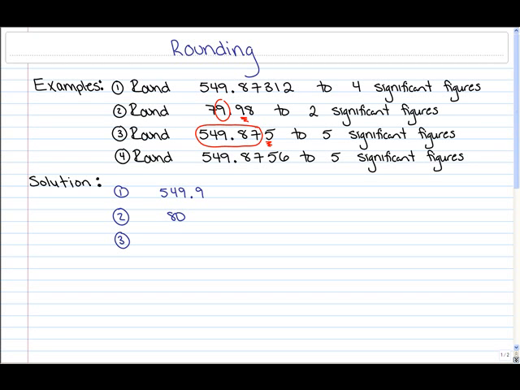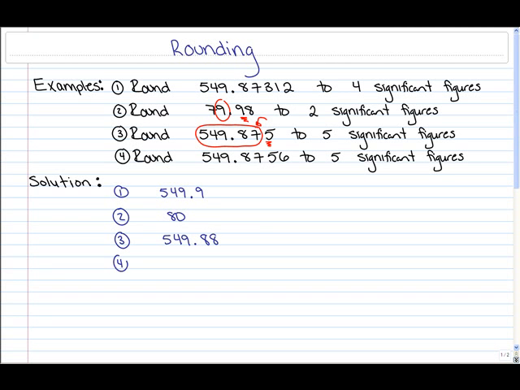If the leftmost digit is a 5, which it is here, and there are no more digits following it, which is the case here, then we must round up only if the number preceding the leftmost digit is odd. And the number preceding the leftmost digit is odd here. It is 7, so we would have to round up here. And in this case, our rounded answer would be 549.88 to 5 significant figures.